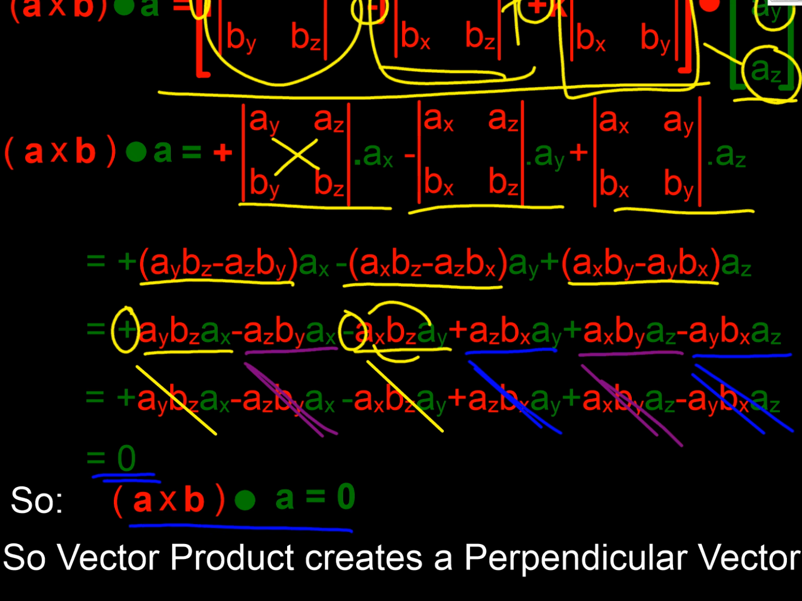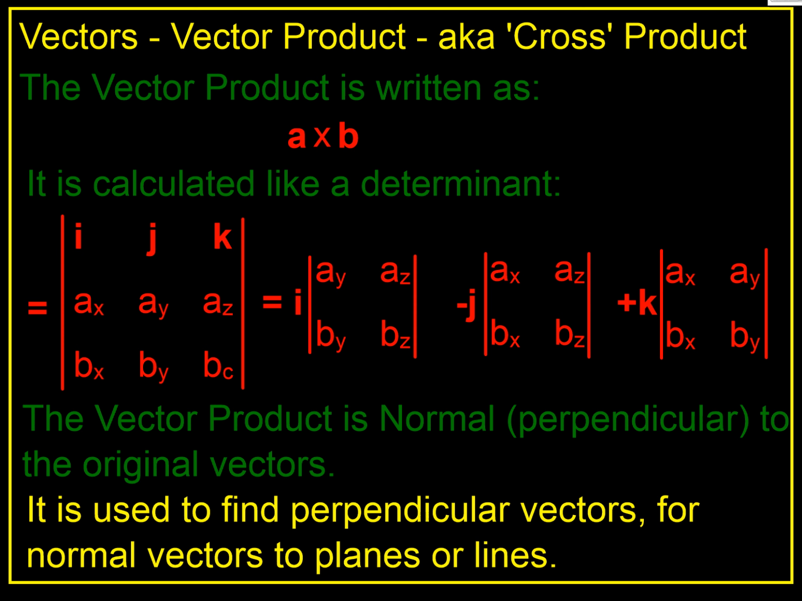So that says to us that A cross B dotted with A is always 0, and you can imagine by symmetry that's also true of dotted by B is 0. So therefore the vector product being created is always perpendicular to the original vectors. So there we have it.